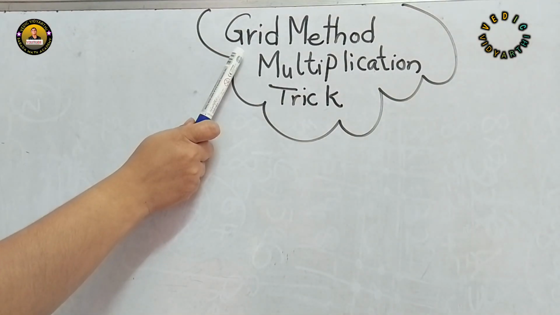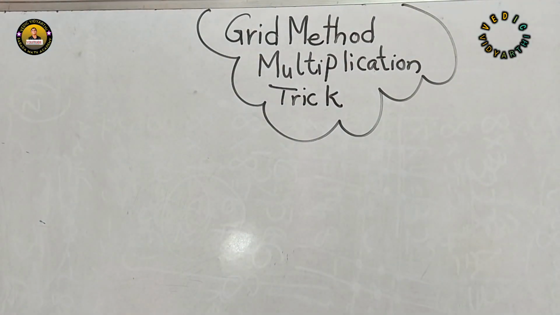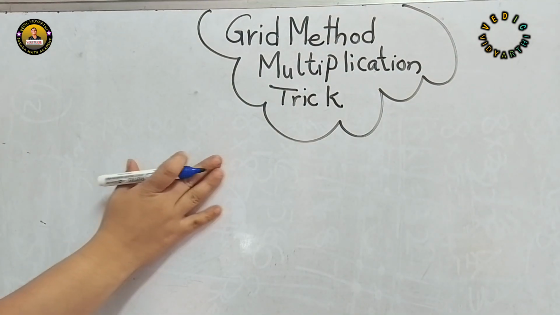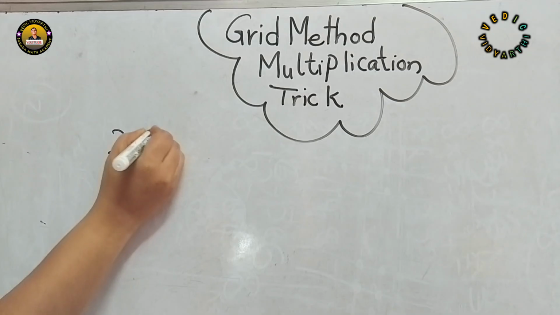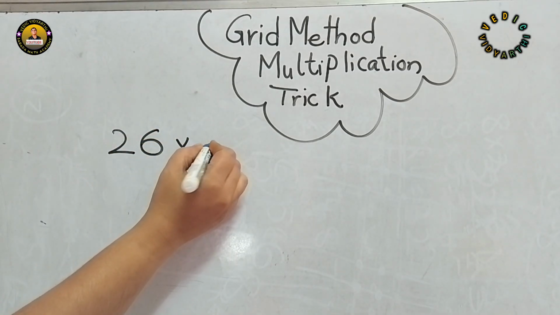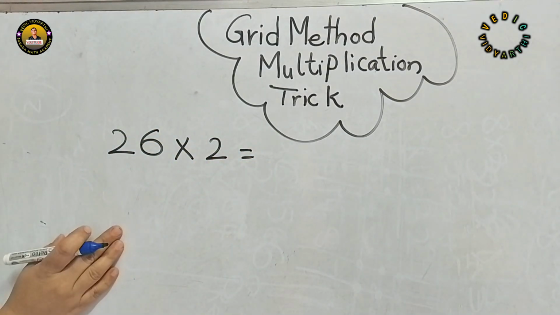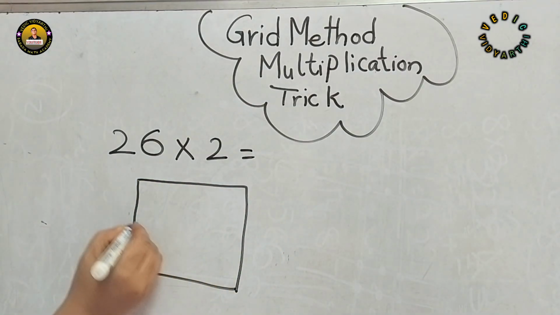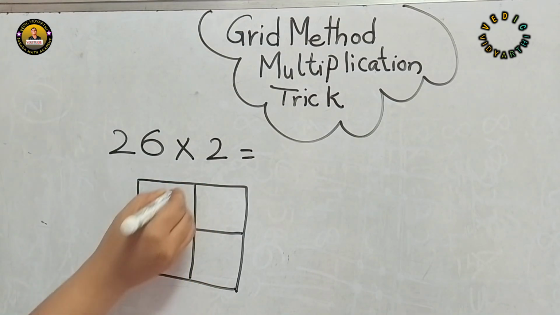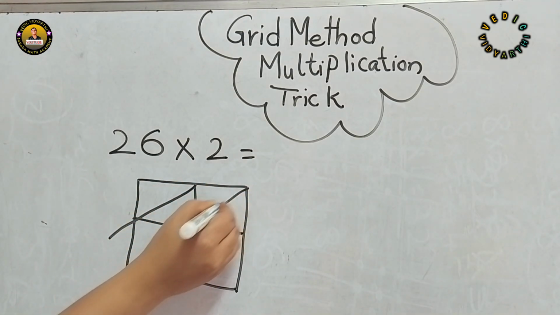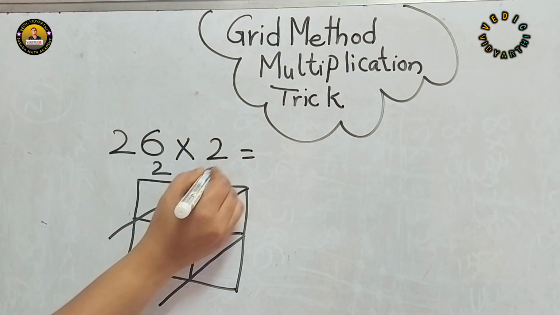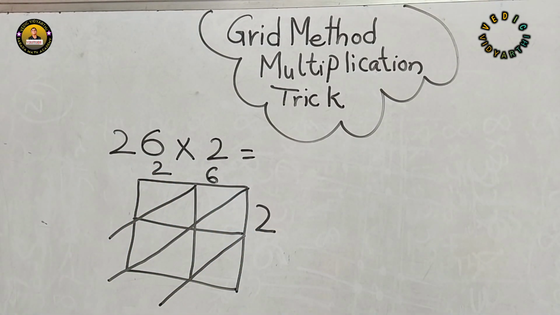Today, we are going to look into the grid method multiplication trick. There are many ways to solve multiplications, but today we are going to have a look at the grid method multiplication trick. Let's take 26 into 2. All the magic lies in the drawing of the grid. You have to draw the grid lines like this. On the top, the multiplicand, and on the side, the multiplier.